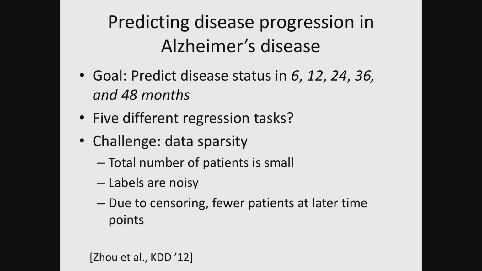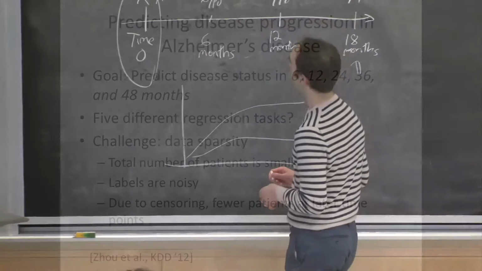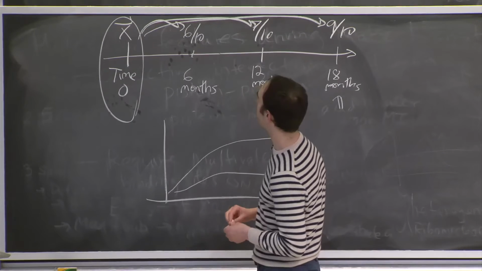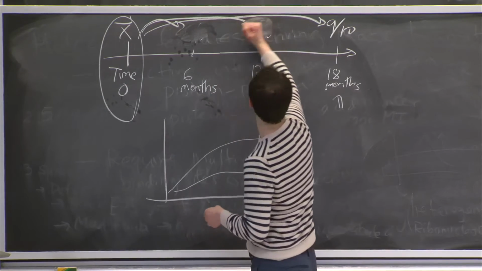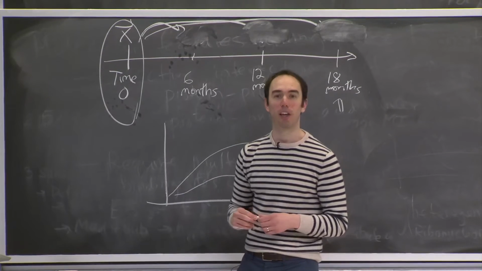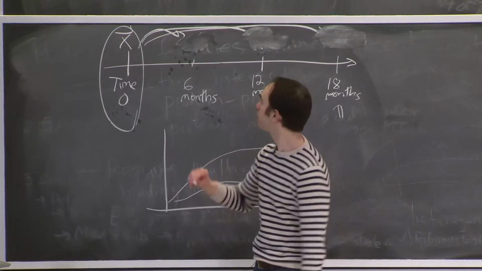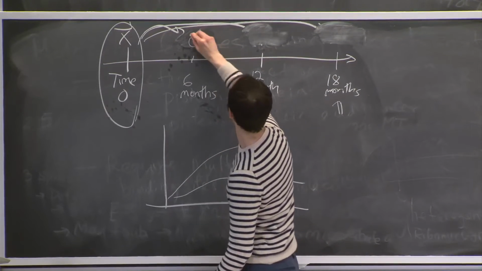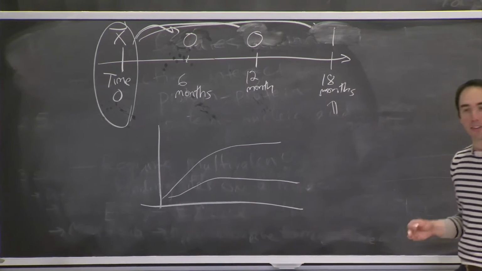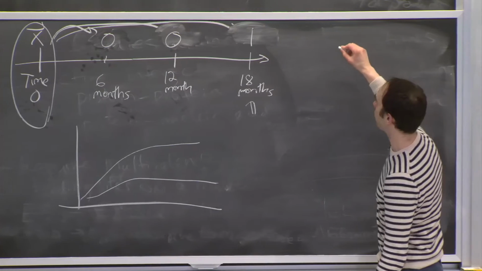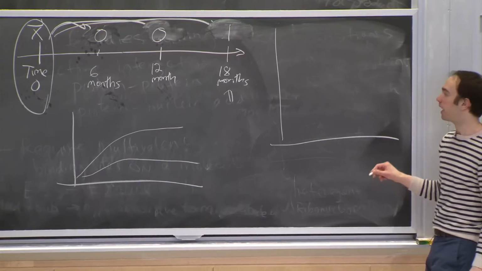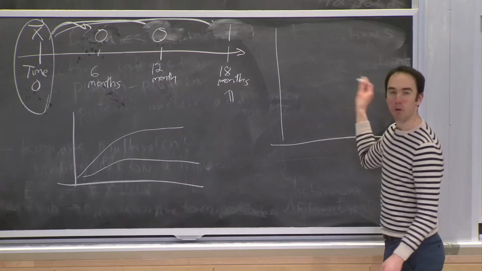So imagine the following situation. Imagine that we had just binary indicators here. Let's say the patient is OK or they're not OK. So the data might look like this: 0, 0, 1. Then the data set you might have looks a little bit like this. Now I'm going to show you the data, and one row is one patient.